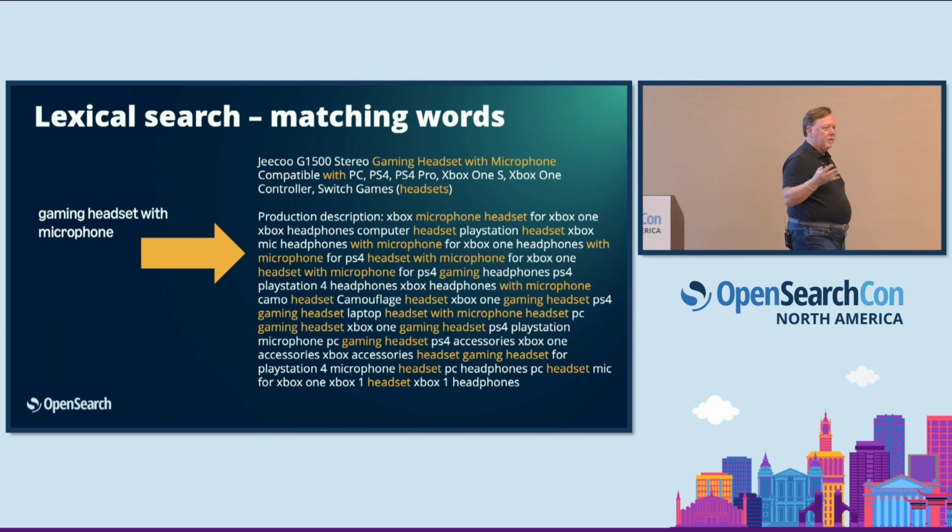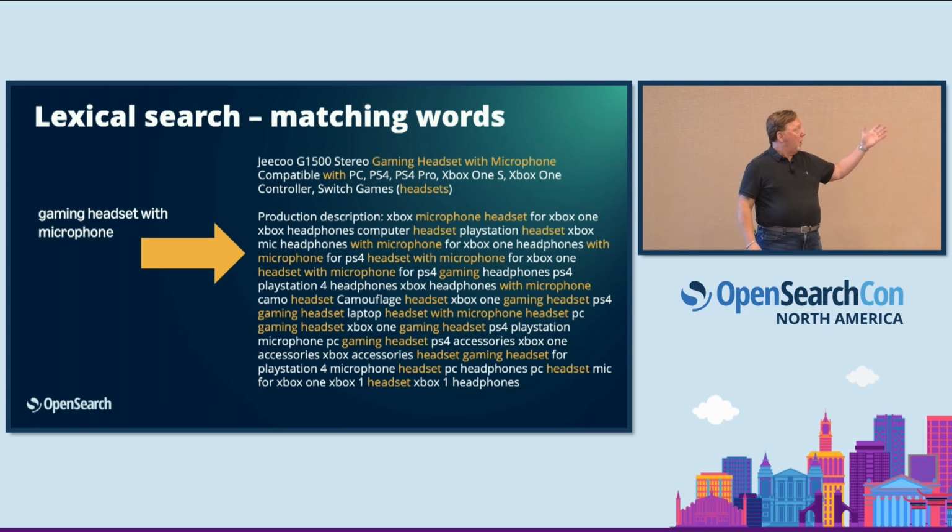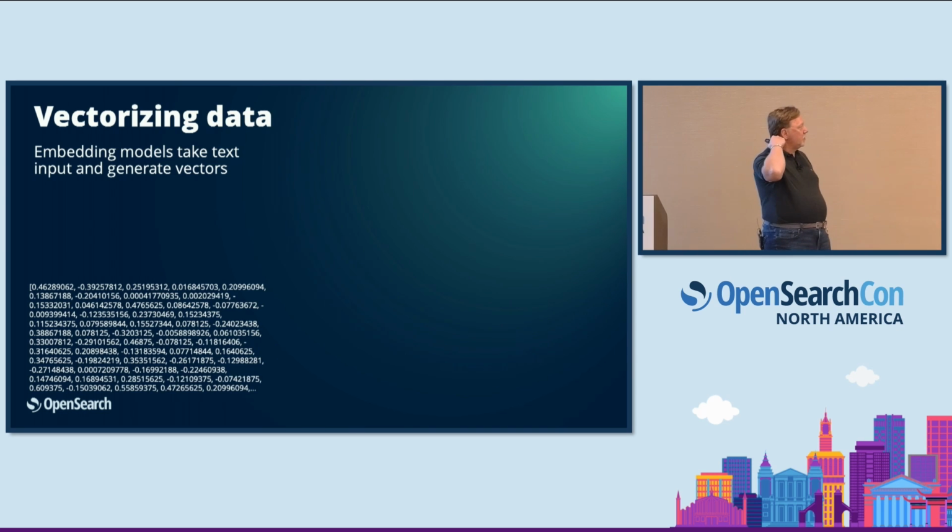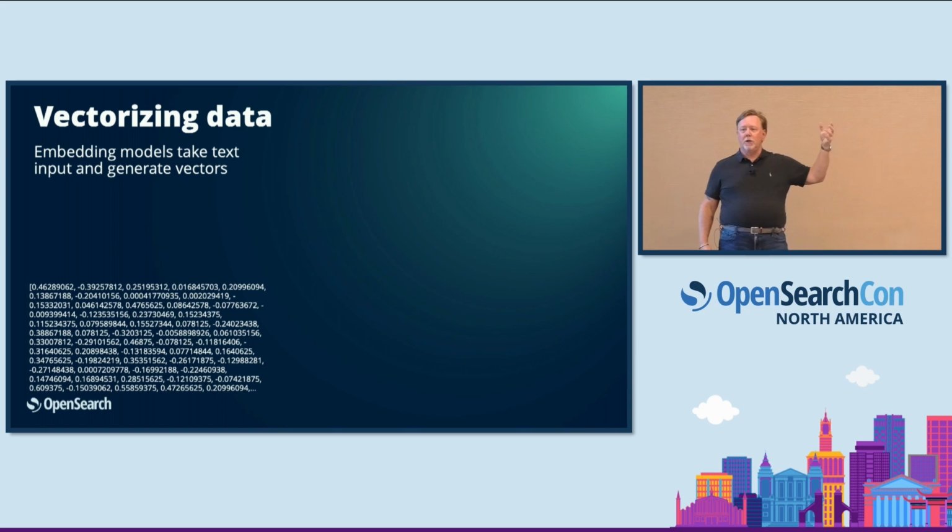And as everybody probably knows, lexical search has been, until the last 5 or so years, the main way that happened. In this case, if I search for a gaming headset with microphone, you can see I have 2 example products there. Clearly, there are more matches in the bottom product, but these are both retrieved because they match the words, right? And so when the embedding models started coming out, and again, by way of being situated, embedding models take text and generate vectors.